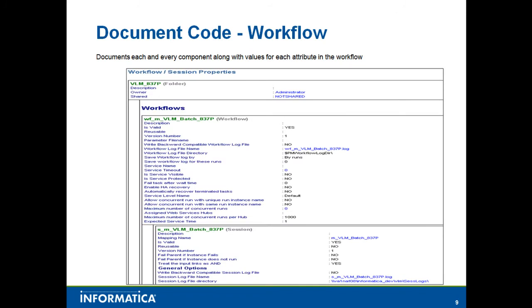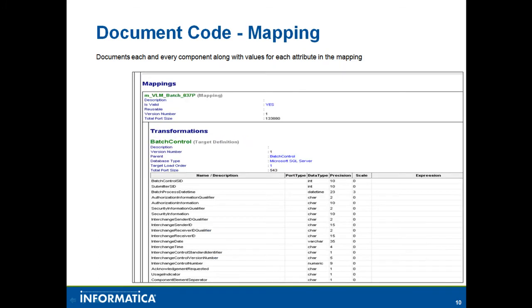Now in the next few slides we'll go through some of the other HTML reports that are published by this tool. This is documenting your workflow. In this you would see all the options that are typically linked with your workflow. All the different attributes will be shown in a nice HTML report. So it will go through your folder.